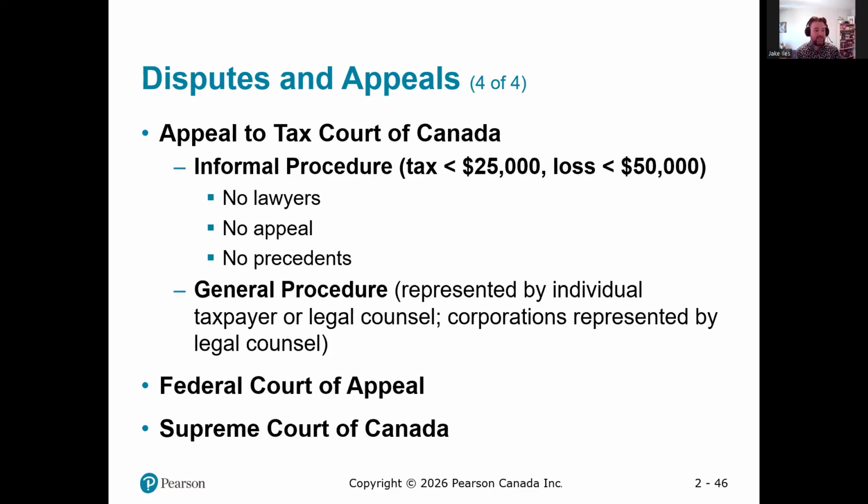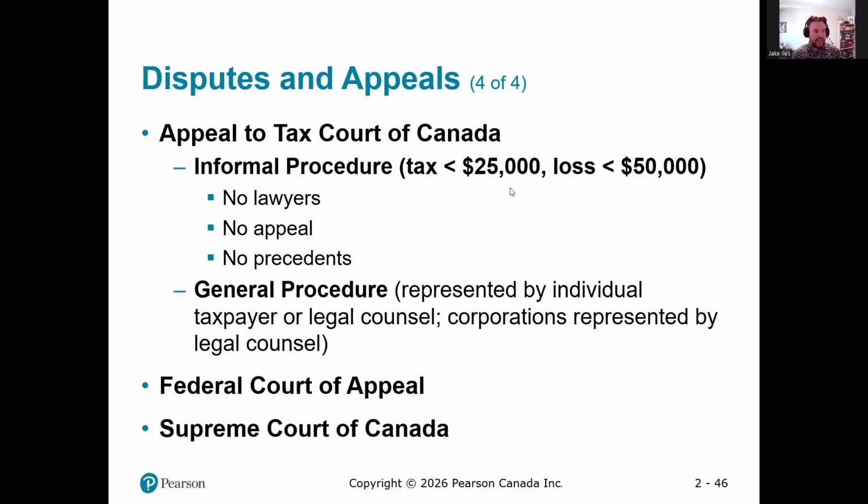Now, $25,000 sounds like a lot of money, and for an individual, it often is. But when you have the CRA processing tax returns for a lot of corporations and wealthy individuals, on the scale of all the tax returns they deal with, $25,000 is on the low end. So for these small amounts, there's an informal procedure where you don't have to get a lawyer or an appeal or a precedent. So these tax amounts are usually with individuals.